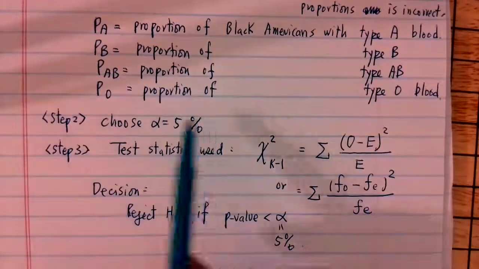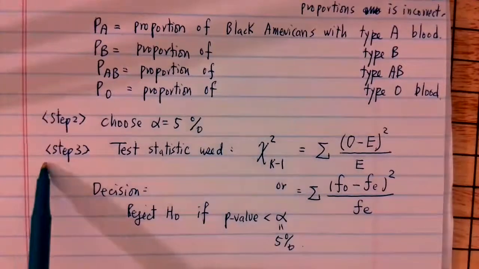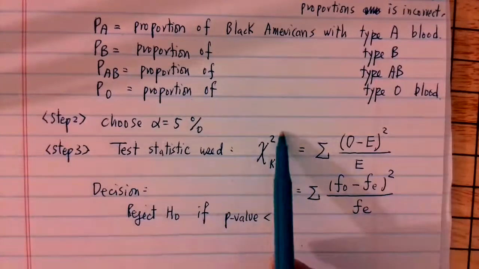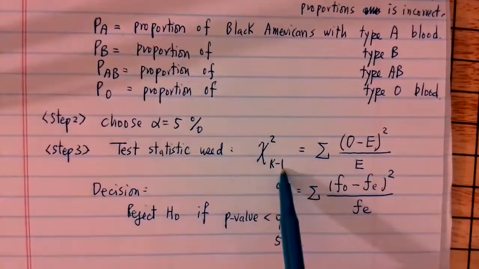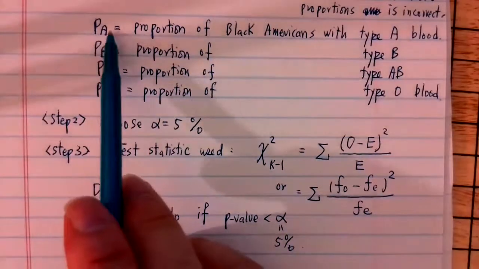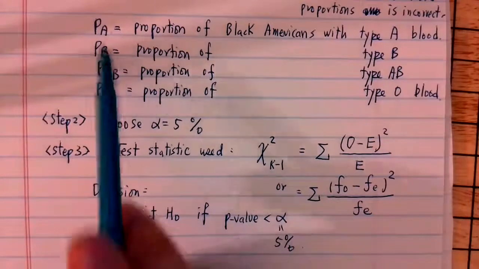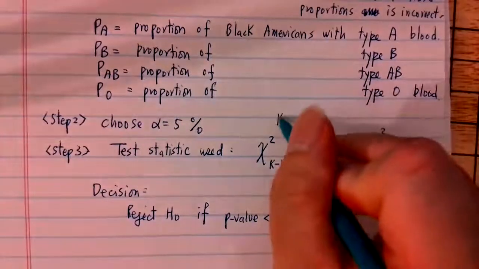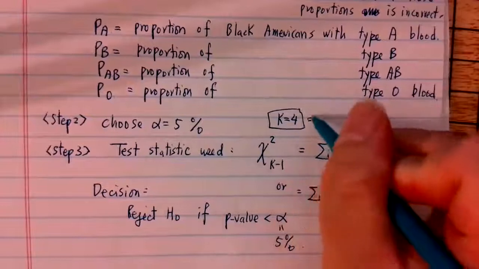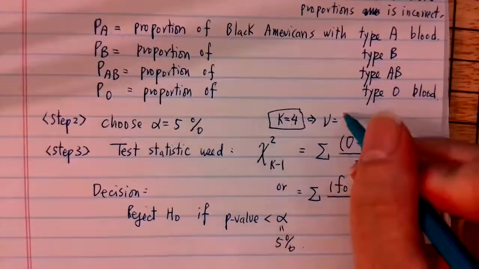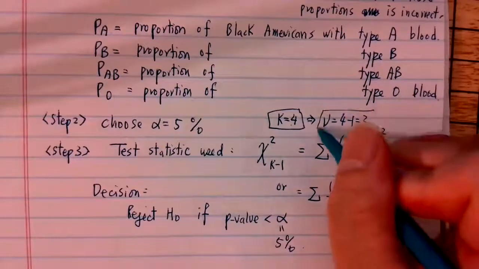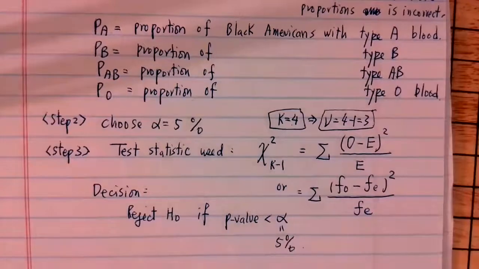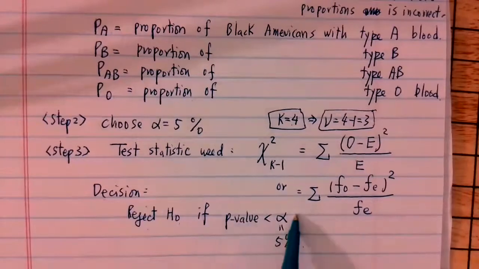Okay, step 2. We choose alpha equal to 5% as usual. And step 3, the test statistic. We're going to use chi-square with K minus 1 degrees of freedom. In this case, we have 4 different categories: blood type A, blood type B, blood type AB, blood type O. 1, 2, 3, 4. K equals 4, so the degrees of freedom is 4 minus 1, that is 3. So it is chi-square with 3 degrees of freedom in our example. And our decision is we're going to reject H naught if the p-value is less than alpha equal to 5%. This is our standard procedure.